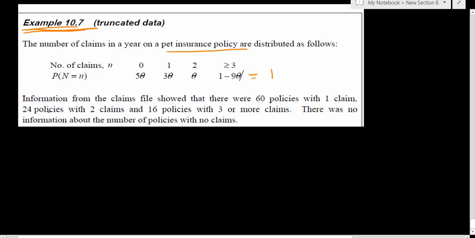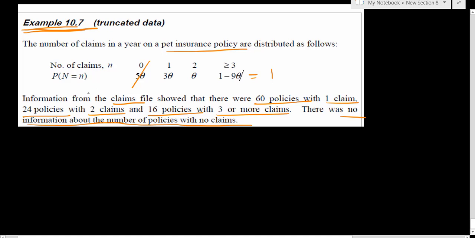Obviously, this is a discrete distribution, and there is information from the claims file that showed that there were 60 policies with one claim, 24 policies with two claims, 16 policies with three or more claims, and there was no information about the number of policies with no claims. So this is very similar to the example I had given you earlier, that they don't have any data about the policies with no claims, right? So this one is not available.